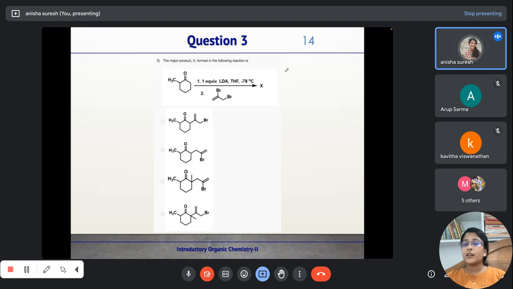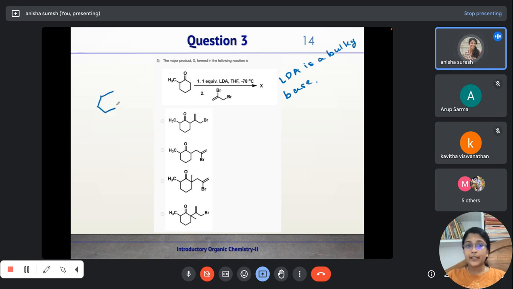So this one hint I can give. LDA is a bulky base. So it will lead to formation of kinetic enolate only. Kinetic enolate means if there are any substitutions, it will lead to formation of thermodynamic enolate.